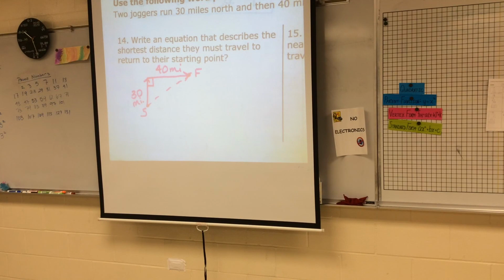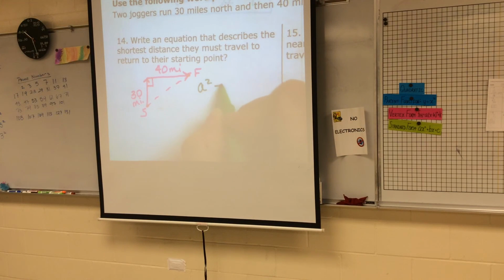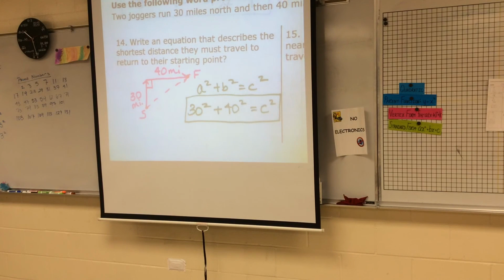So I could use what? Pythagorean theorem. I'm going to say a squared plus b squared equals c squared. So what's my a value? 30. What's my b value? 40. So 30 squared plus 40 squared equals c squared. So this is the formula I need to use to find that c value.